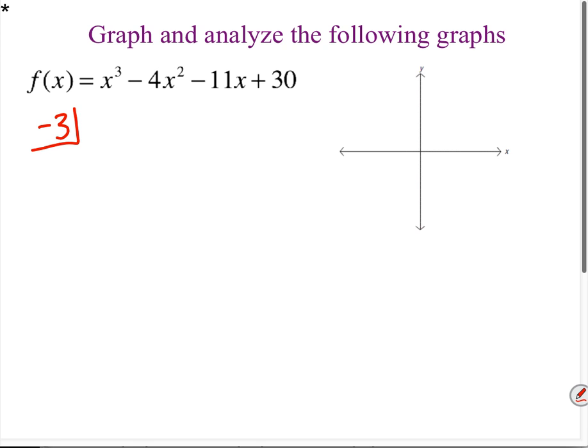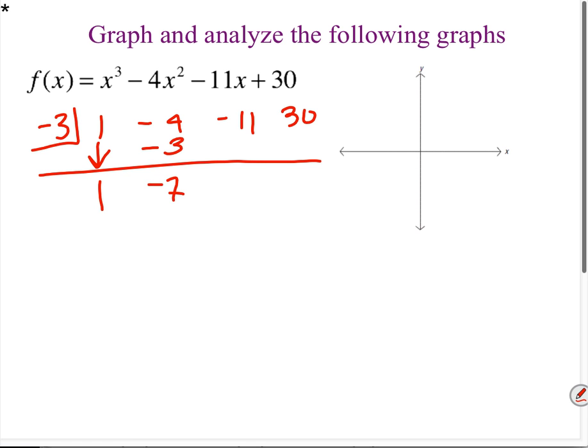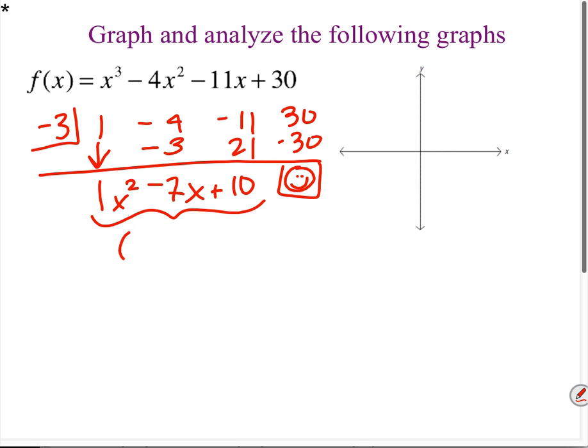Negative 3, I'd have 1, negative 4, negative 11, and 30. Then I would drop down the 1. 1 times negative 3 is negative 3. That'd be negative 7, times negative 3 is 21. That'd be 10. 10 times negative 3 is negative 30, which gives me 0, which is great news. So negative 3 is going to be one of my zeros, and then I can factor the rest. That should factor to be x minus 2 and x minus 5. And my original factor that I started with would be x plus 3.